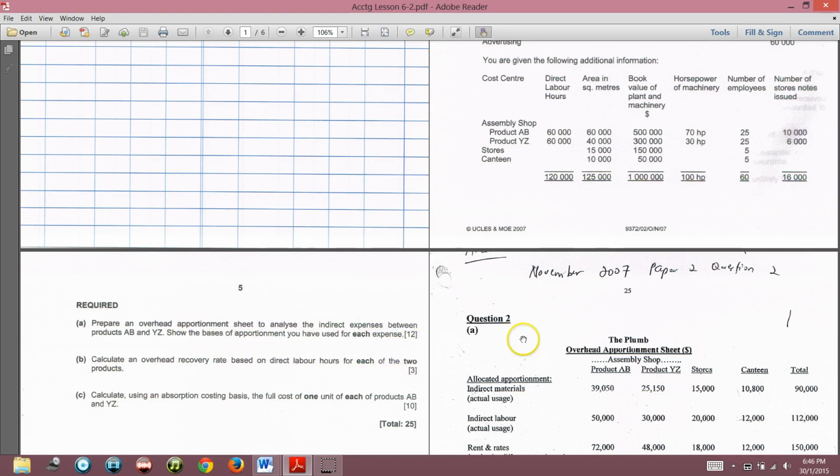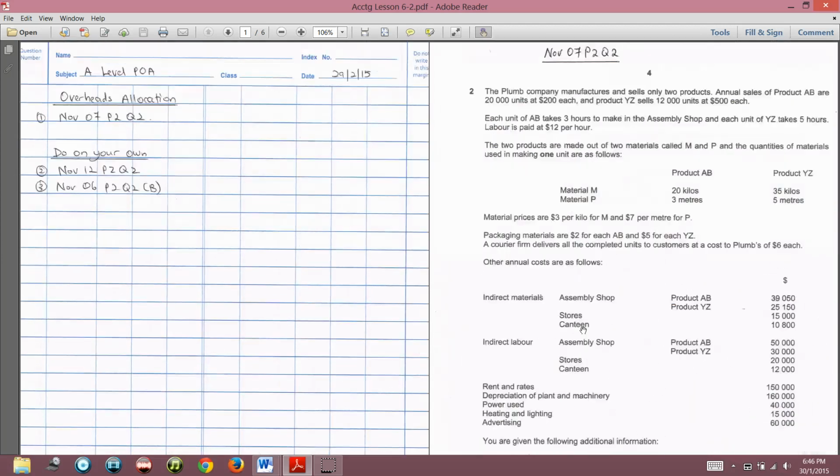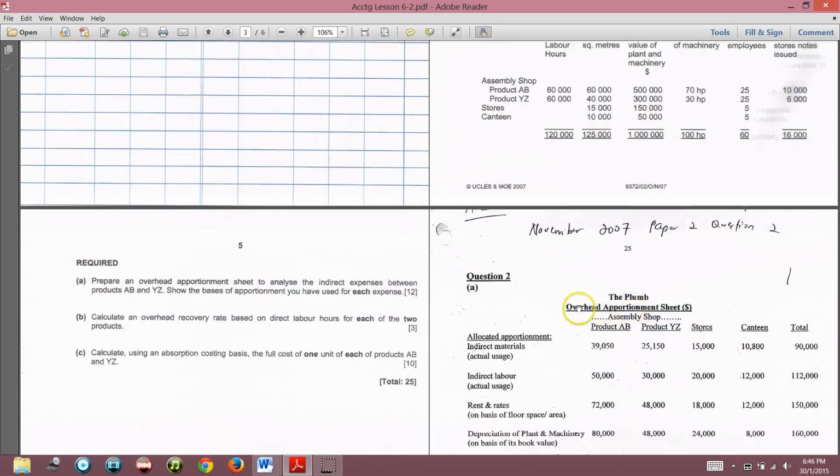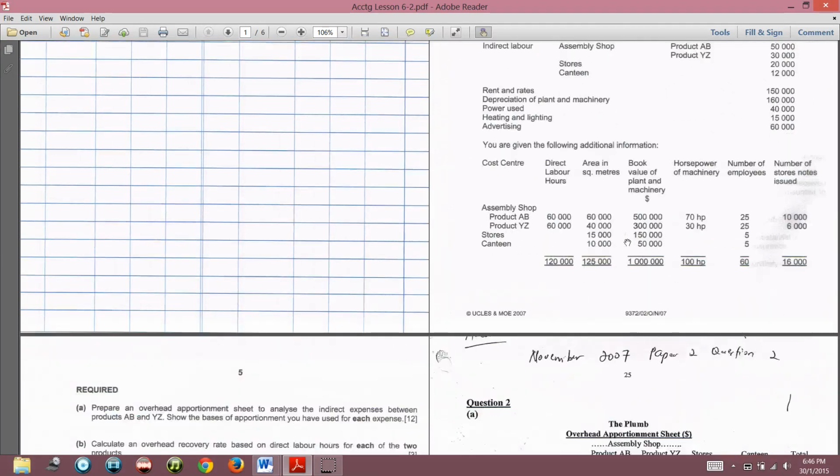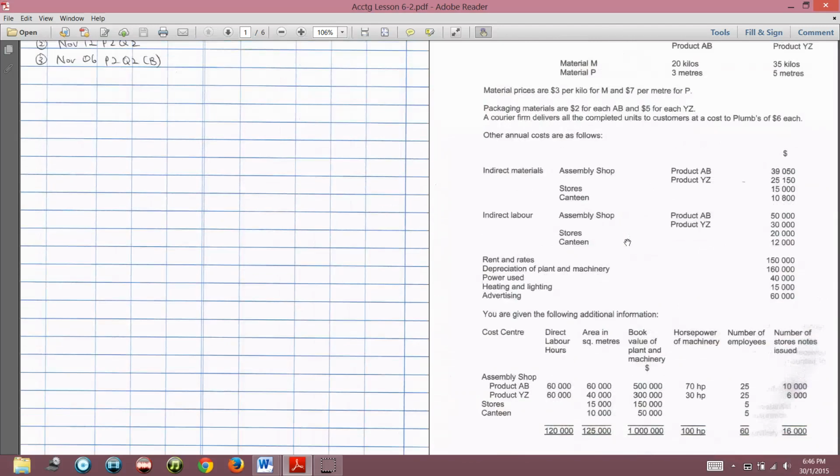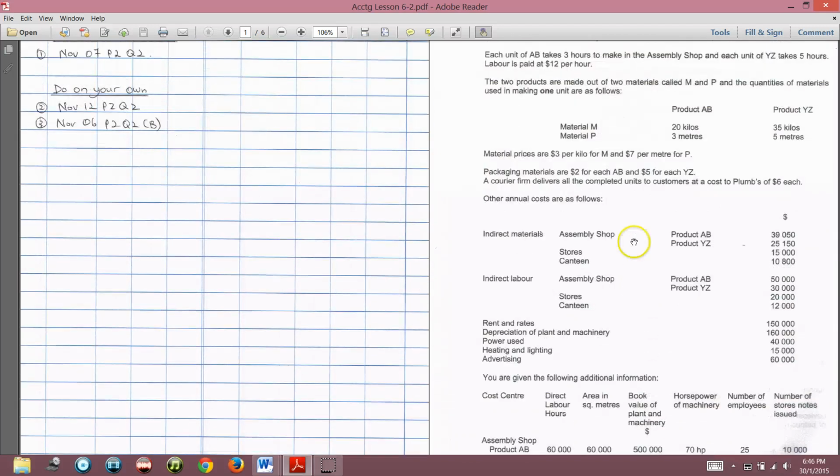So without thinking too much, I will do the heading first. This company is called The Plum, so I put The Plum overhead apportionment sheet, bracket dollar sign, and I underline it. Then I put the question number 2A. So what is this overhead apportionment sheet all about?